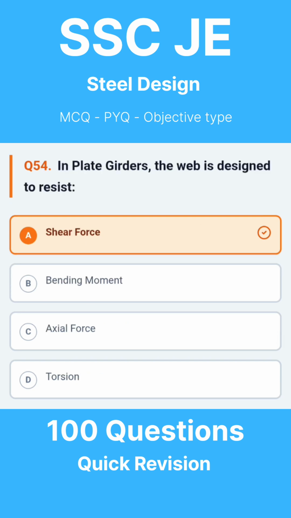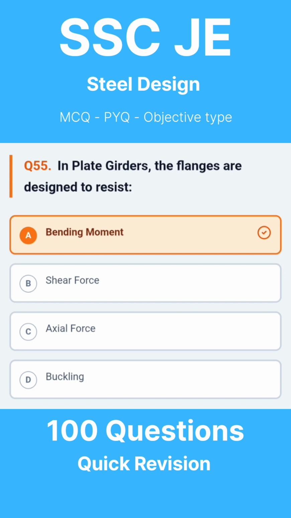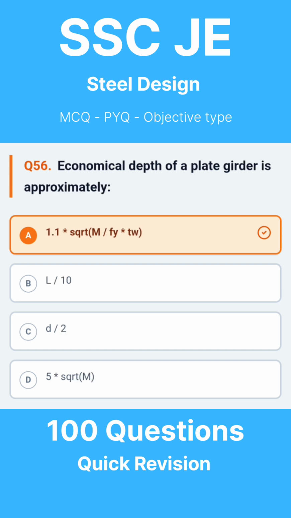Question 54. In plate girders, the web is designed to resist. The correct answer is shear force. Question 55. In plate girders, the flanges are designed to resist. The correct answer is bending moment. Question 56. Economical depth of a plate girder is approximately. The correct answer is 1.1 √(M divided by fy tw).